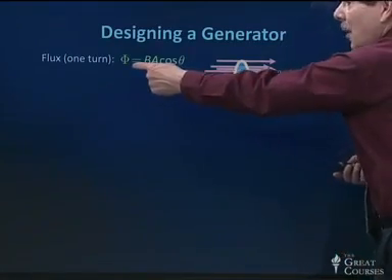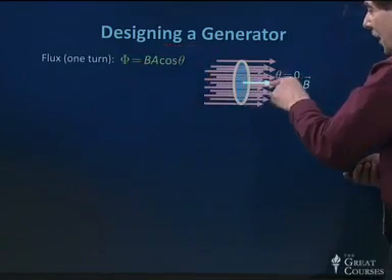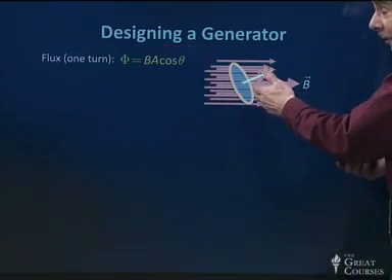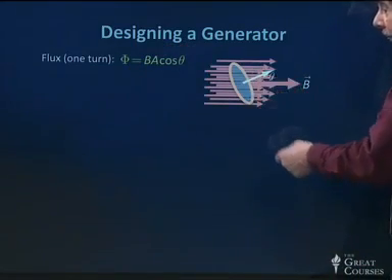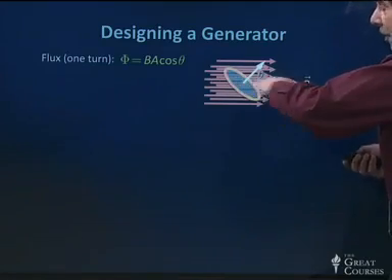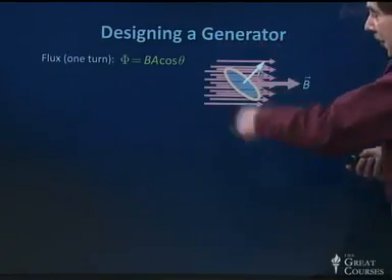The flux through one turn of that loop is going to be the magnetic field times the area times the cosine of the angle between them. So as the angle increases, you can see the flux decreases for a while. That's because the number of field lines going through there is decreasing. There it is decreasing further. When it's perpendicular, it would be zero, and then it gets bigger again as the loop continues to go around.